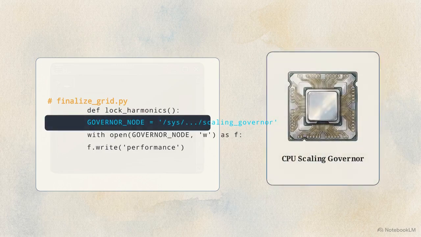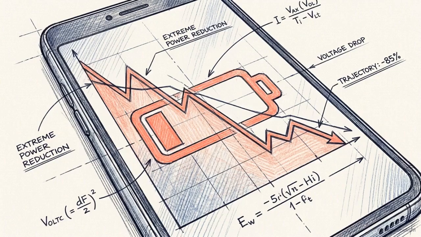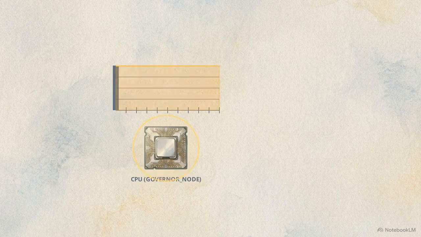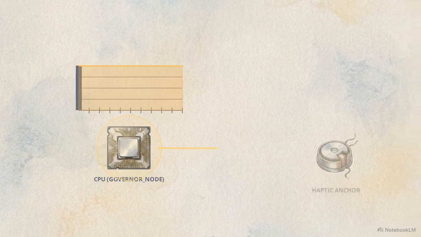The governor node variable defines a direct path to the Linux kernel, specifically the CPU scaling governor. In a standard commercial operating system, this governor manages power consumption by constantly throttling performance based on battery life and heat. This script writes the string "performance" into that node, disabling Android throttling protocols. It forces the CPU to run at maximum frequency at all times.